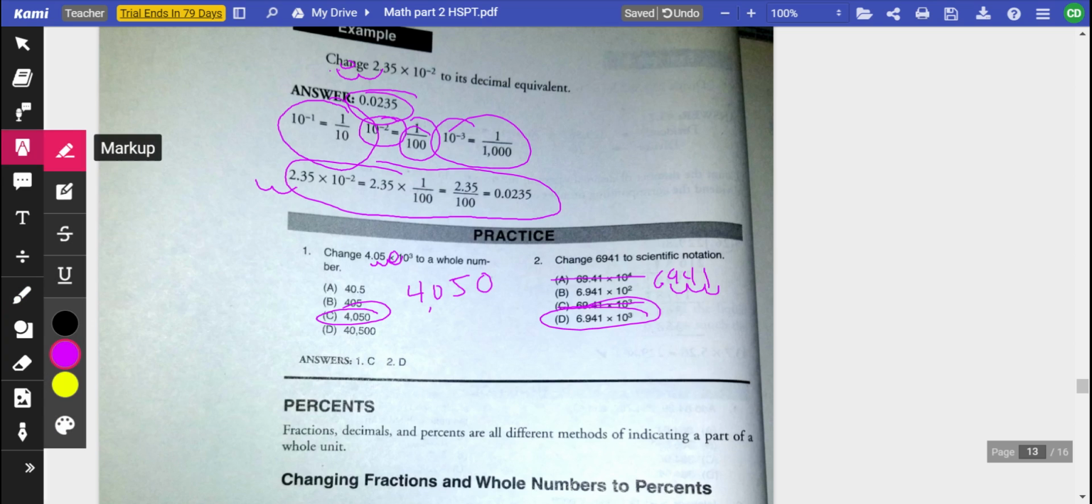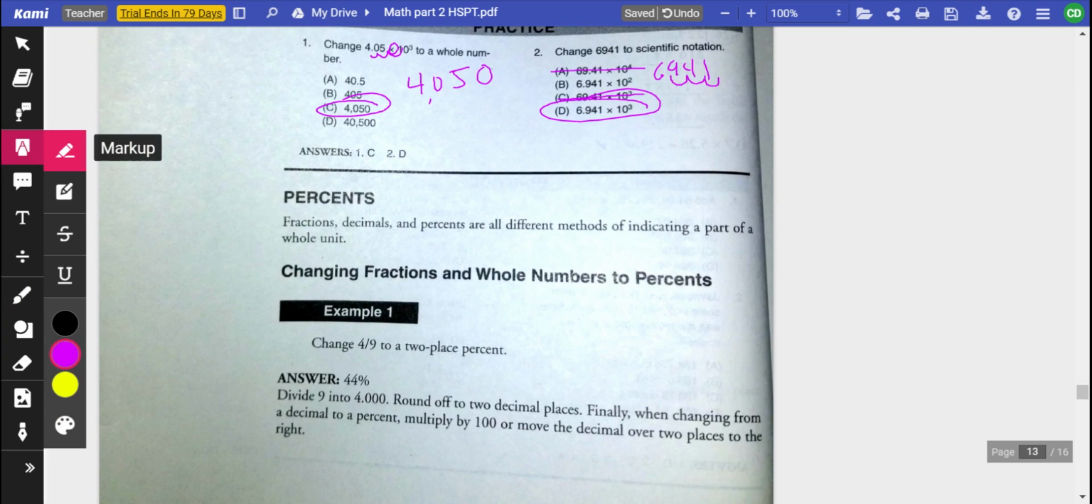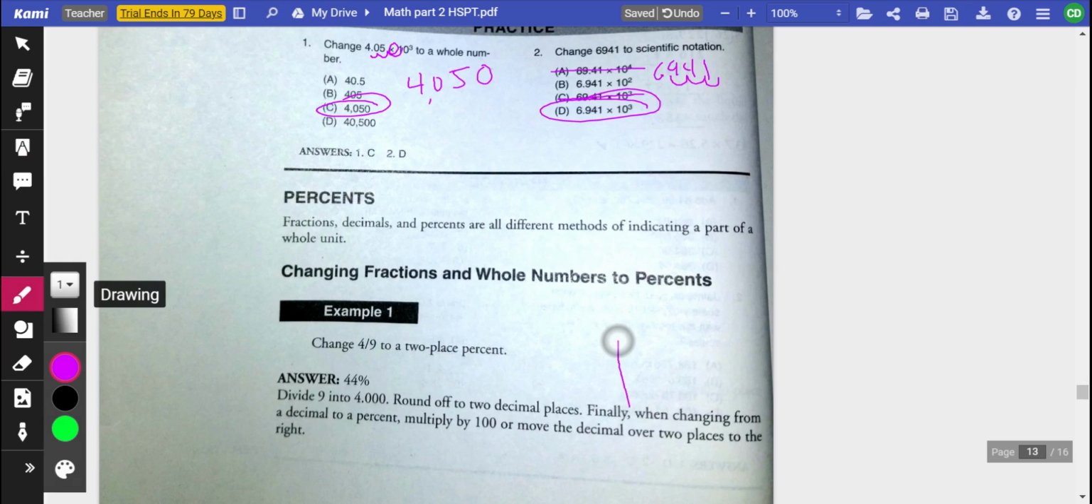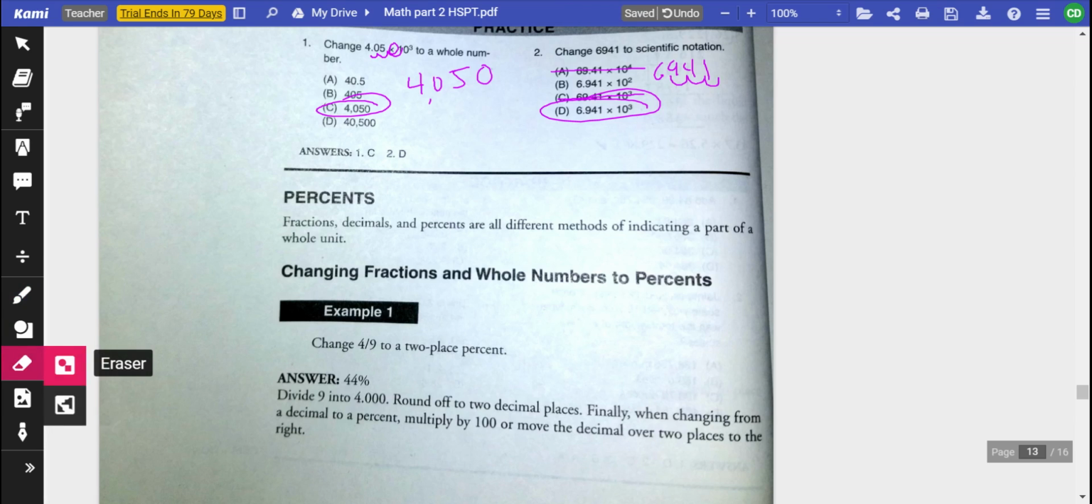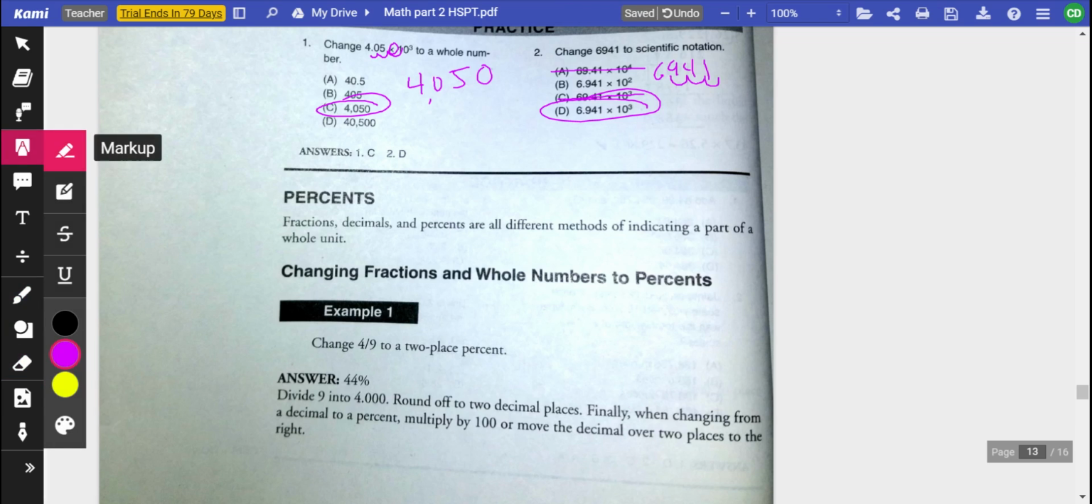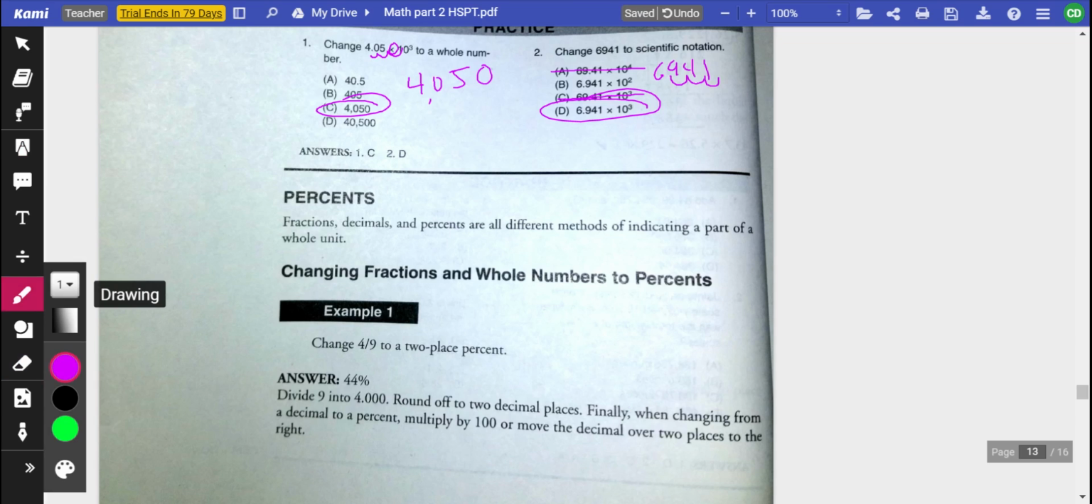Then our last part, this is actually the last part. The last part is about percents, fractions, decimals, and percentages. So for the last section, we're looking at percents. Fractions, decimals, and percents are all different methods of indicating part of a whole unit. So they're all fractional parts.